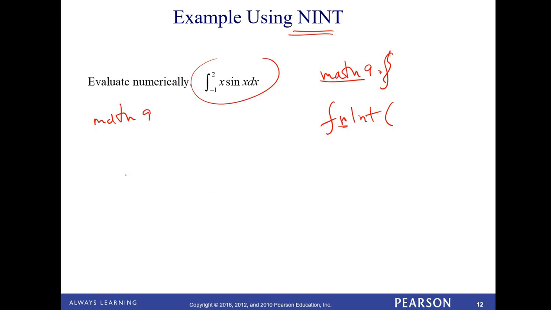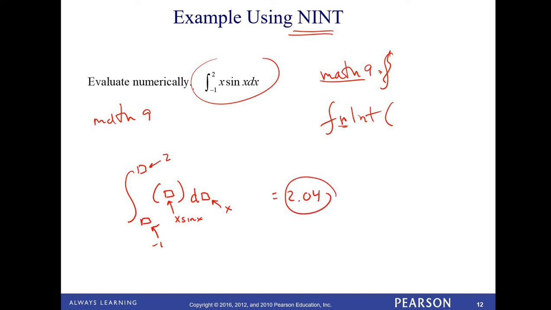Okay, most of you will get something that looks like this. In here, we're going to put our limits of integration. In this case, -1 and 2. So once you get this on your screen, plug -1 into the first box, 2 into the top. In here, we're going to put our function, x sine x, and in here, we're going to type another x. If you push enter, you should get 2.04. That is the area under this curve between -1 and 2.